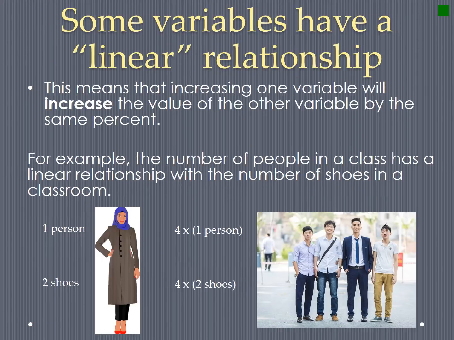Other variables can have what's called a linear relationship, which means that increasing one variable will increase the other, and decreasing the first variable will decrease the other variable. The example we have in this slide is that the number of people has a linear relationship with the number of shoes. So if you have 4 times as many people, you should expect 4 times as many shoes.